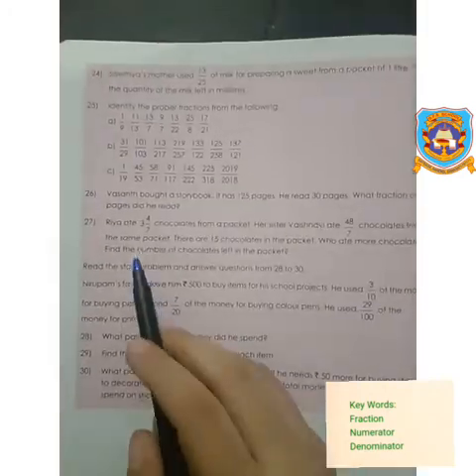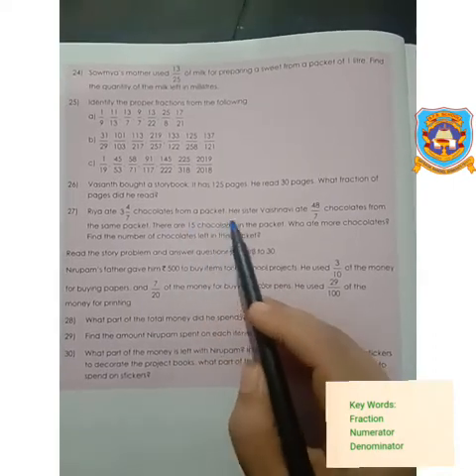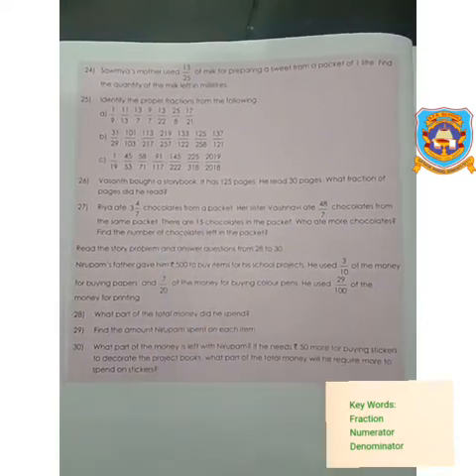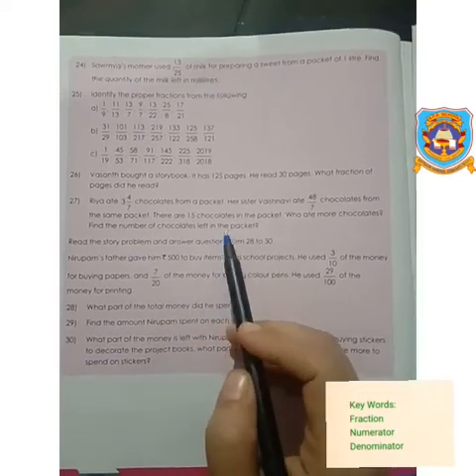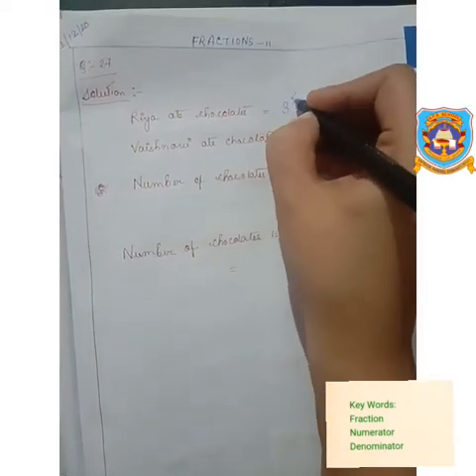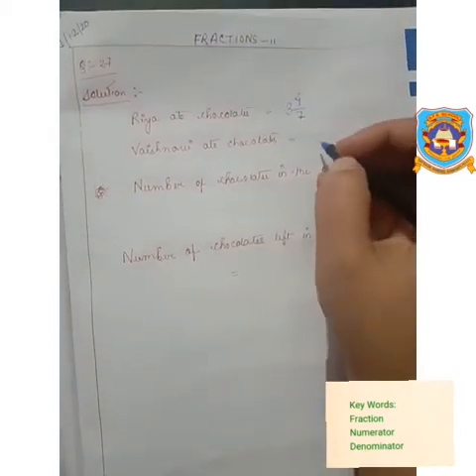Question number 27. Ria ate 3 4 by 7 chocolates from a packet. Her sister Vaishnavi ate 48 by 7 chocolates from the same packet. There are 15 chocolates in the packet. Who ate more chocolates? Find the number of chocolates left in the packet. Okay, so Ria ate how much chocolates? Ria ate 3 4 by 7, and Vaishnavi ate how much?